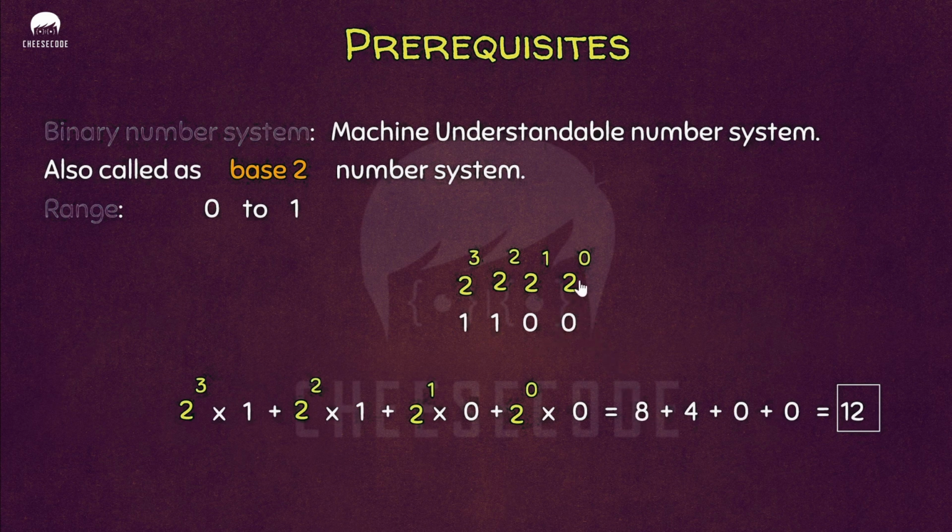As you can see here, if I multiply 2 raised to the power 0 with 0, I get 0. 2 raised to the power 1 with 1, I get 2. 2 raised to the power 2 with 1, I get 2 raised to the power 2, which is equal to 4. 2 raised to the power 3 multiplied with 1, I get 2 raised to the power 3, and that is equal to 8. By adding all these numbers, we get 12 as our answer.